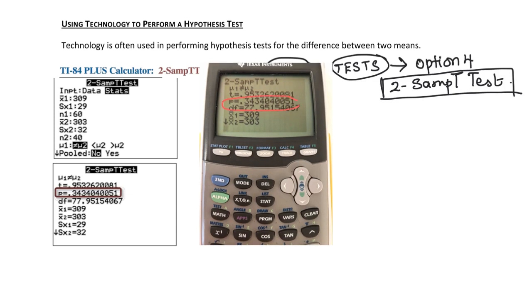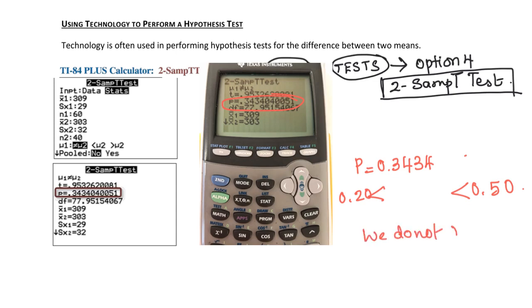So the p-value is 0.3434, which is a number between 0.20 and 0.50. So we do not reject the null hypothesis at alpha equal 0.05 level because p is greater than 0.05.